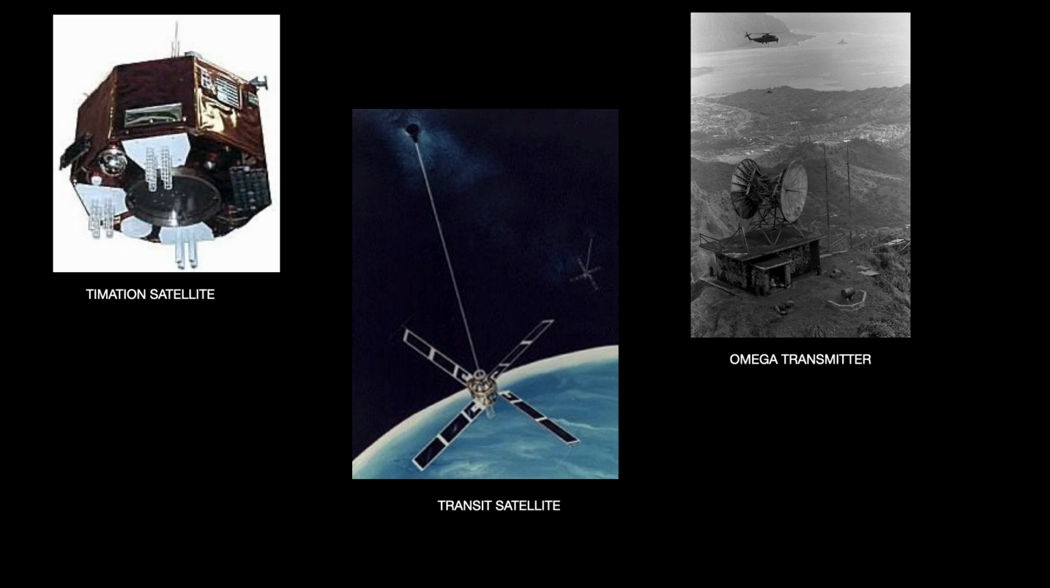Here we can see some images of the predecessors of the GPS satellite, which were the Timation satellite, the Transit satellite, and the Omega transmitter of the Omega system. All these were used as learnings for developing the GPS.